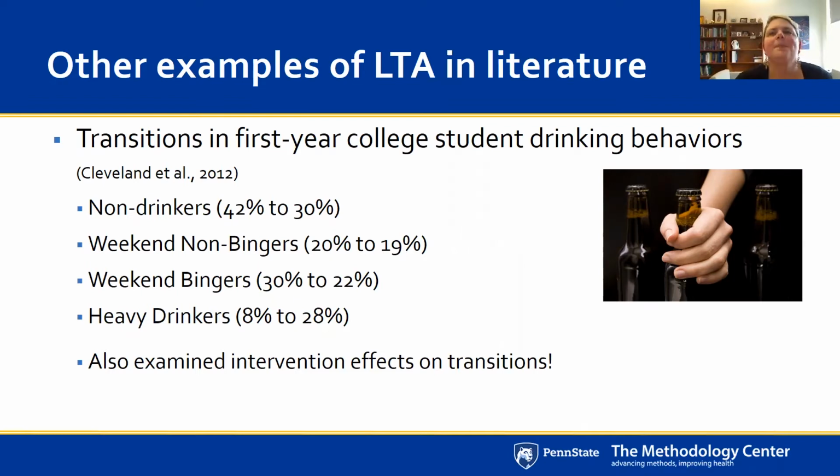So for example, transitions in first-year college student drinking behaviors. This is the Cleveland et al. 2012 paper. And they identified classes like non-drinkers, weekend non-binge drinkers, weekend bingers, and then heavy drinkers. They also happen to look at intervention effects on the transition. So if you're an intervention scientist, you might want to look at that paper. And in parentheses, you can see non-drinkers, probably unsurprisingly, is decreasing. Heavy drinkers is increasing across this first year experience.